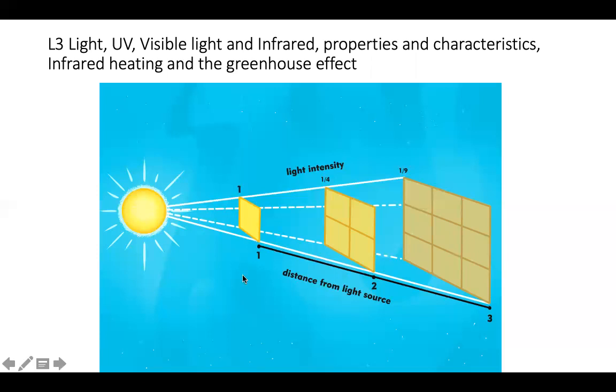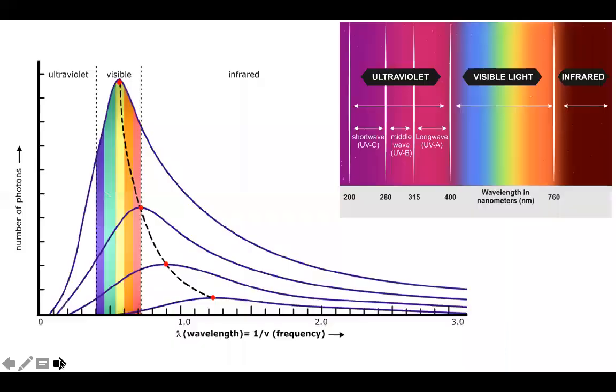So what we can say is that the relationship between light intensity and the distance from the light source is that the light intensity is inversely proportional to the square of the distance from the light source.